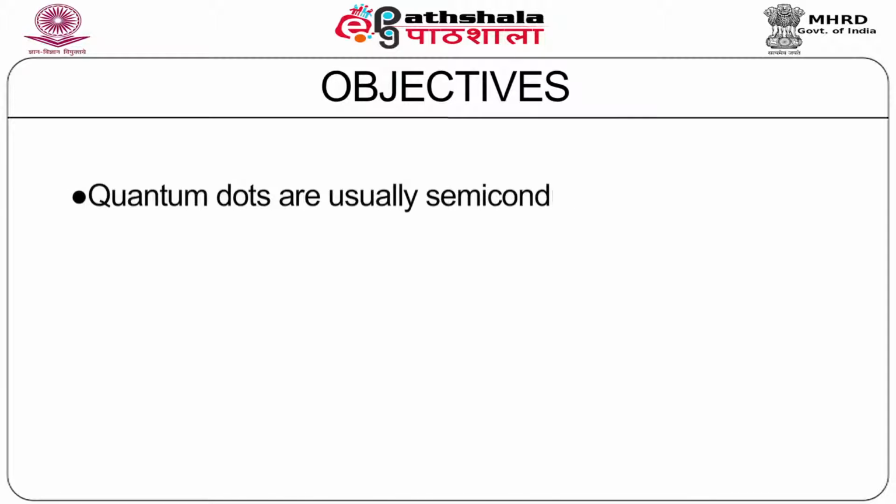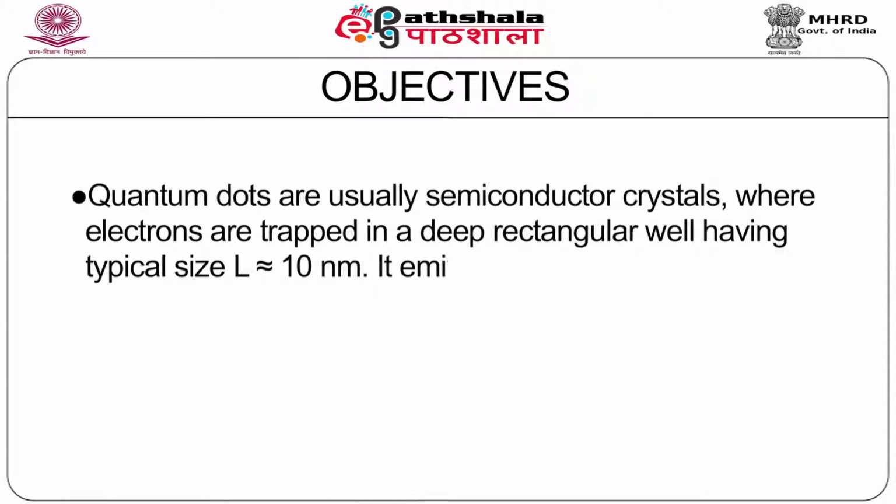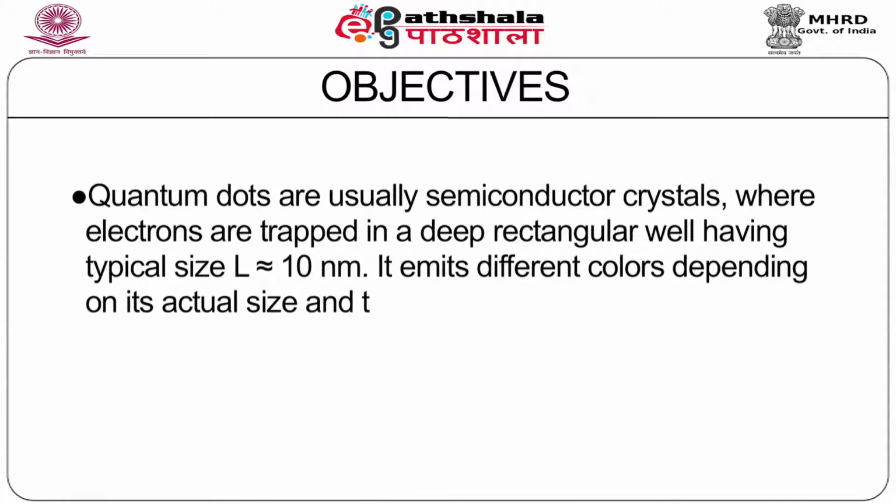Quantum dots are usually semiconductor crystals where the electrons are trapped in a deep rectangular well having typical size L of the order of 10 nanometer. That's the width of the potential well. It emits different colors depending on its actual size and temperature.